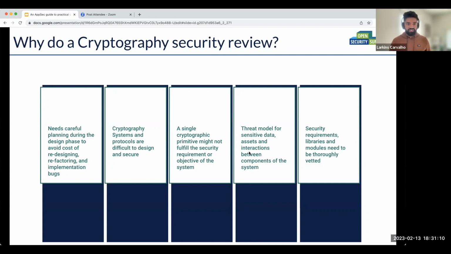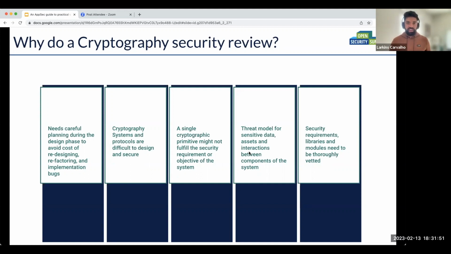Once we have the understanding of these, we need to carefully do planning during the design phase to avoid the cost of redesigning and refactoring. Cryptography systems and protocols are difficult to design and secure. So the earlier we do a security review to understand our crypto usage, the better. Also, a single cryptography primitive might not fulfill our security requirements. We need to think about what else needs to be done here. Then also threat model sensitive data and think about what cryptography mitigations there are, how can we leverage cryptography to develop mitigations?